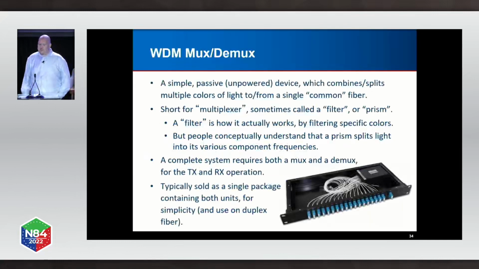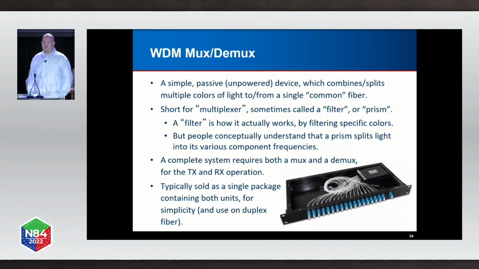So what's inside a mux? It's really cool because it's a really simple passive unpowered device that combines or splits multiple colors of light from a common fiber. So it's short for multiplexer. You'll hear it called a filter or a prism. So a filter is how it actually works. You take light and you kind of filter it out, but people kind of understand conceptually that a prism takes light and splits it. So you'll see that.